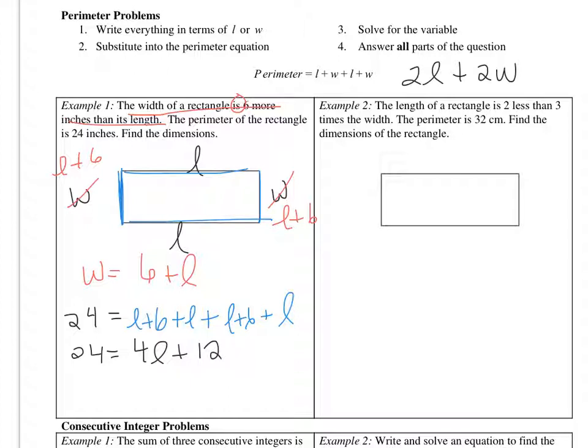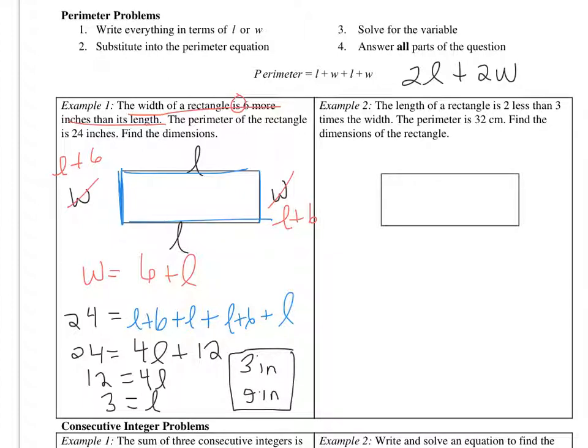And then if I subtract 12 from each side, I'll have 12 equals 4L. Then if I divide by 4, I'll have 3 equals L. So L, the length, is 3 inches, and then the width is 6 more than that, so the width is 9 inches. So the dimensions are 3 inches and 9 inches.